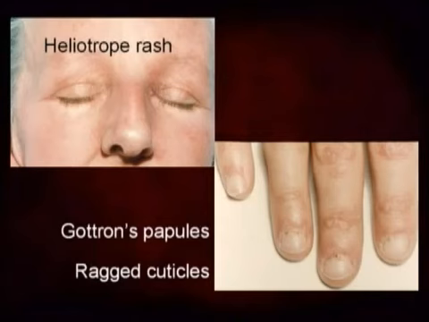So here's another example of the heliotrope rash. Remember, kind of purplish around the eyes. And then the Gottron's papules are shown here, flat-topped papules on the dorsal DIP and PIP joints. And you can also see the cuticles here that are sort of ragged.